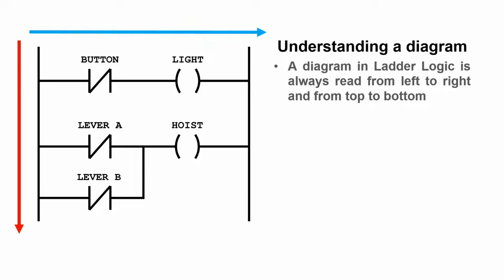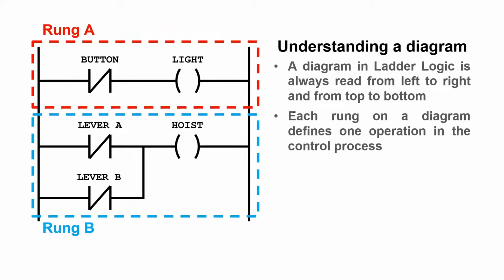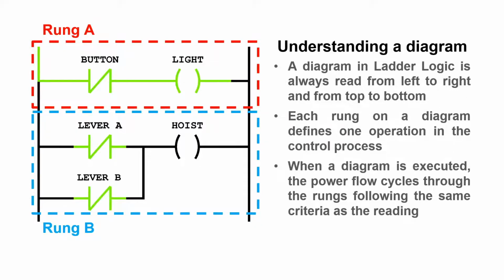To understand what a diagram is expressing, we follow some rules. A diagram in ladder logic is always read from left to right and from top to bottom. Each rung on the diagram defines an operation in the control process of an industry, such as turning on a light or the activation of a hoist. When a diagram is executed, the power flow cycles through the rungs from left to right and from top to bottom.